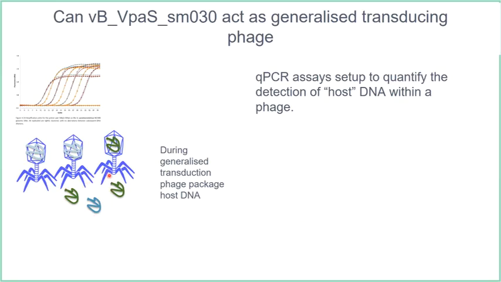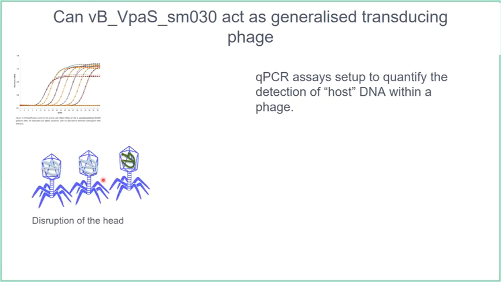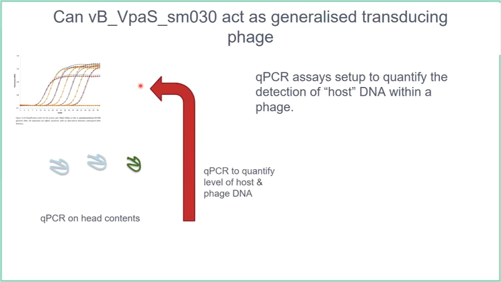So we went through the process of making a qPCR assay. Because the phage DNA is packaged within its head, you can use DNase as a treatment, and that removes the free DNA. And then again, you can use qPCR to check what is there and quantify exactly how much, which is what we did. Then you disrupt the heads of these phages, and that releases the DNA from within them. And then we can check if there's any host DNA within them via qPCR and quantify a level within it. So we were intrigued to know whether or not this large phage could carry out generalized transduction.